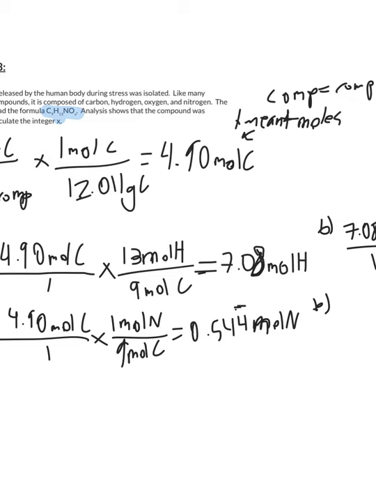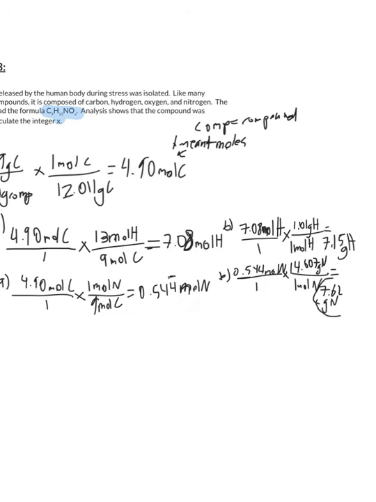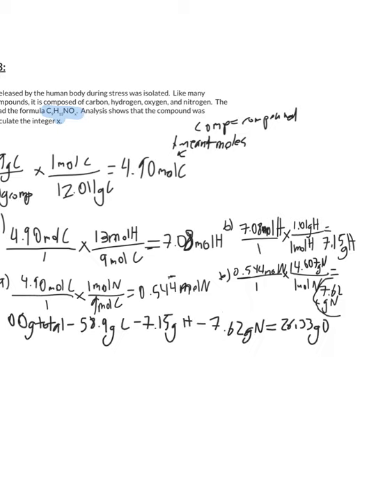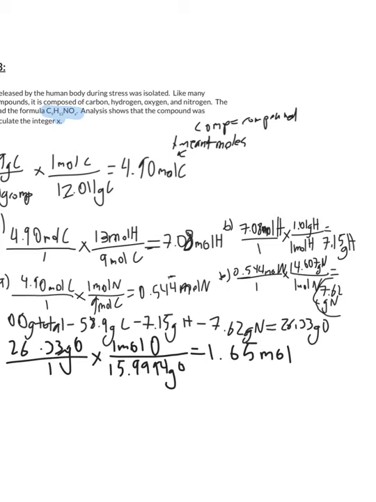And then we will use our 0.544 moles of N, and we will convert from moles of N to grams of N to get 7.62 grams of N. Because we used the percent, we know that we have 100 grams total, so we'll subtract from that 100 grams 58.9 grams of C, 7.15 grams of H, and 7.62 grams of N, leaving us with 26.33 grams of O. Then we will use that and we will convert from grams to moles, leaving us with 1.65 moles of O.